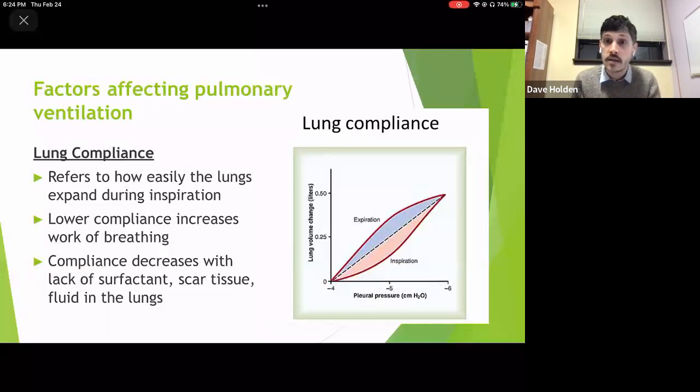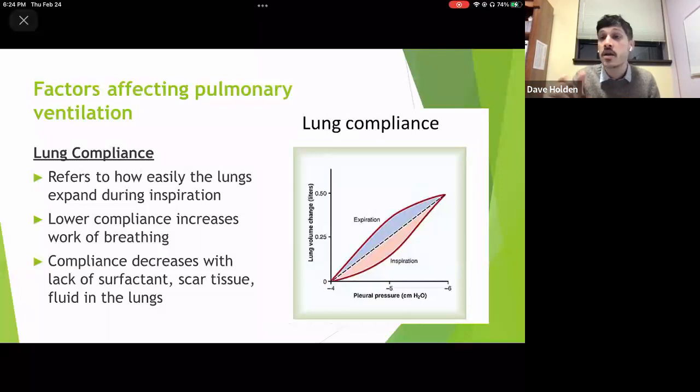Also, fluid in the lungs. I know this may come as a big surprise to you guys, but lungs were designed to process gas, not fluid. So water in the lungs, that is why drowning is such a detrimental thing. If there is fluid in the lungs instead of gas, the lungs don't expand like they're supposed to. They are meant to deal with air.